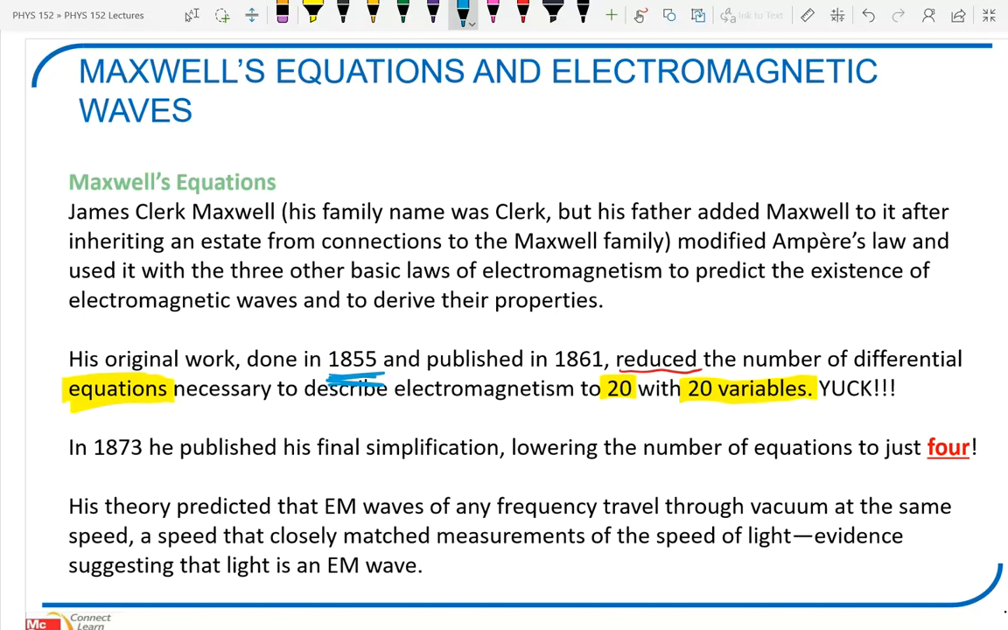By 1861, he had done more work, and he said, wow, you can even go smaller. You can get down to just 4 equations relating electric field, magnetic field, time, and position. And so now we have these 4 equations that he realized describe everything in electricity and magnetism. We call those collectively the Maxwell's equations.